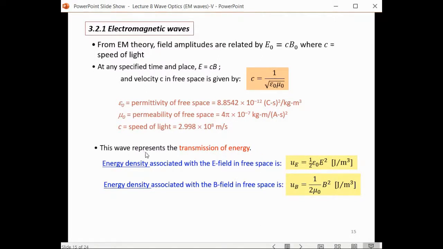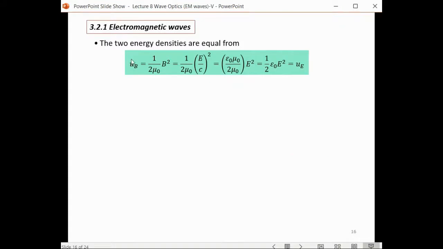The electromagnetic wave represents the transmission of energy, and the energy density associated with the E field in free space is given by half epsilon 0 E amplitude squared. And the energy density associated with the B field in free space is given by 1 over 2 mu 0 B squared. And the unit is joules per meter cubed. The two energy densities are equal from this relation.